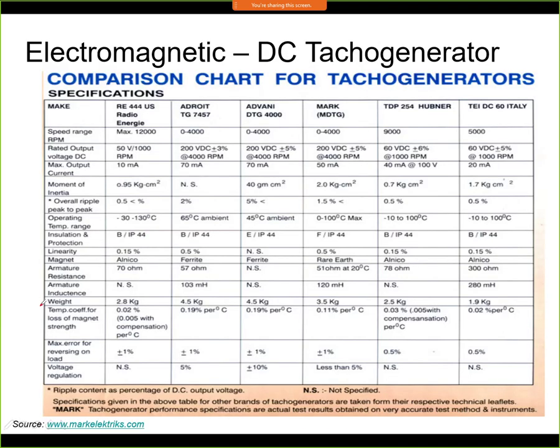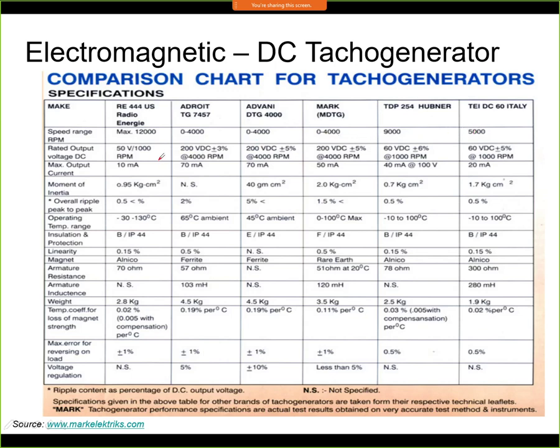Now let's take a look at some key specifications so that we have an idea what we can expect from the DC tachogenerator. Here is just an example from some manufacturer. We can see approximately the speed range, so it's a few thousand RPM typically. It's nothing larger, because for larger speeds we prefer non-contact speed sensors. So a few thousand RPM is the maximum speed.